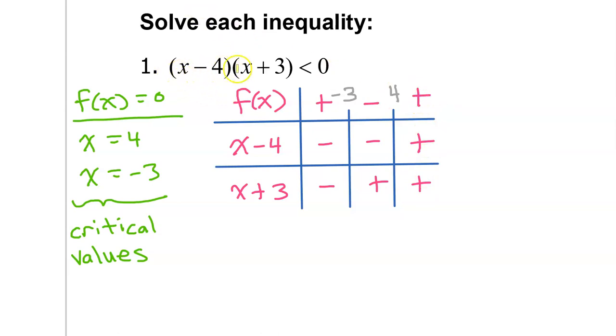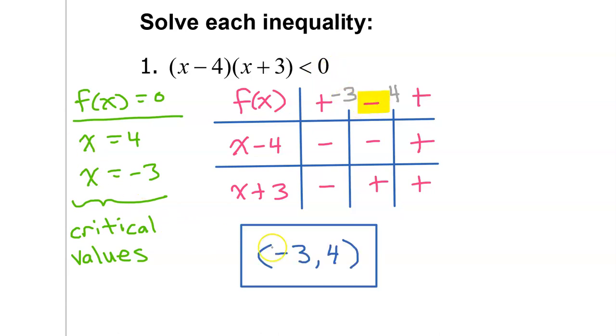We are looking for the values of x that will cause this function to be less than 0. So the solutions will be in the interval where f of x is negative. This may look like an ordered pair, but this is really interval notation. This says that the solutions are between negative 3 and 4. The fact that we use parentheses indicates that negative 3 and 4 are not included in the solution set. If the problem had said the function is less than or equal to 0, then we would have used brackets instead of parentheses. But this is the answer to number 1.